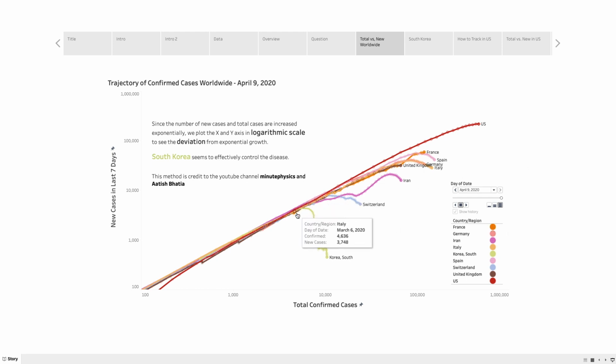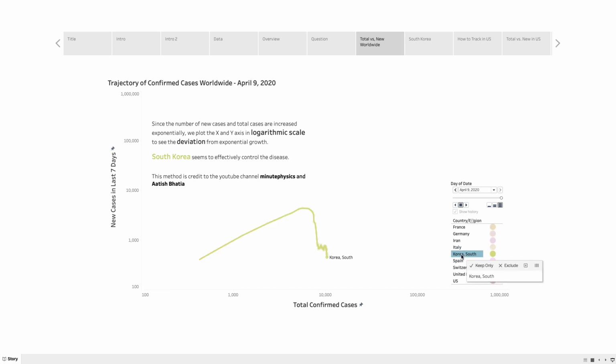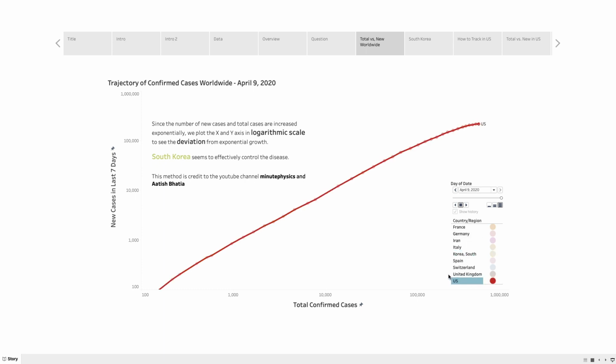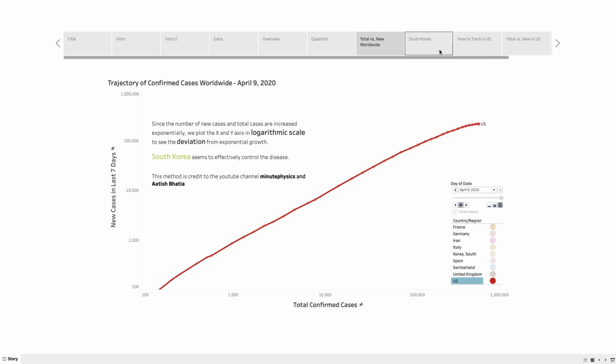And notice that the y-axis is the new confirmed cases in the past week, and the total confirmed cases, this is the x-axis, are all in log scale. This could help us easily see if there's any deviation from the exponential growth, which means stopping the exponential growth. So clearly, South Korea here seems to do a pretty good job, and US here, the red line, is still experiencing the exponential growth.